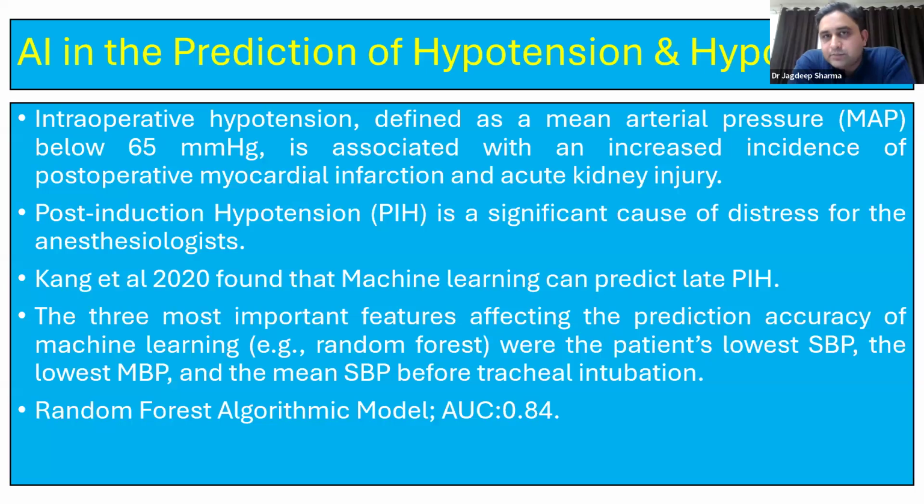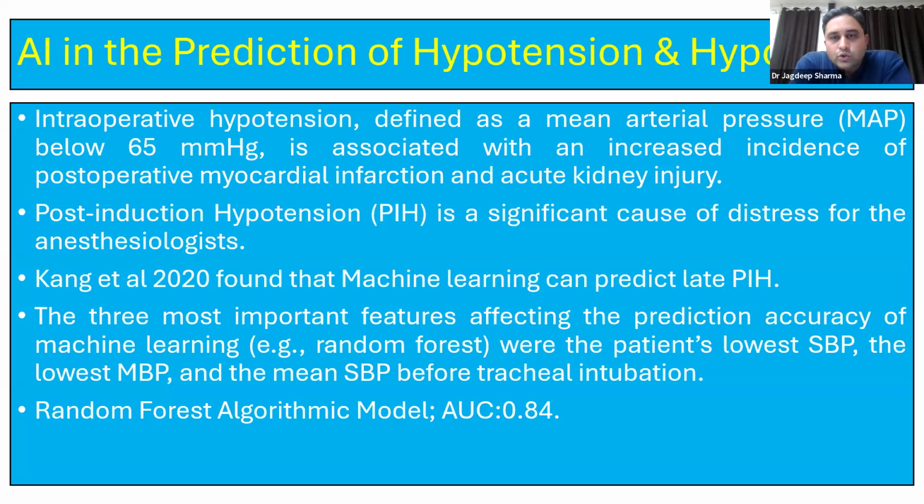Coming on to the next aspect, in head and neck cancers, these patients usually undergo a long duration of surgery intraoperatively, and they all have a chance of a fall in BP, and also there are chances of hypoxemia. Intraoperative hypotension, defined as a MAP of less than 65 mm of mercury, is associated with an increased incidence of postoperative MI and acute kidney injury. We all know that. Post-induction hypotension is a significant cause of distress for the anesthesiologist.